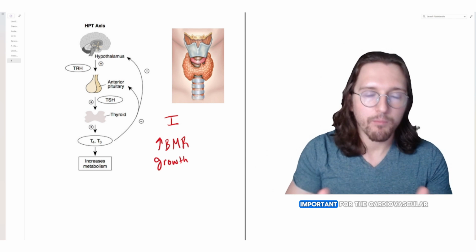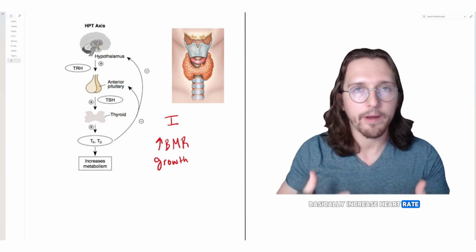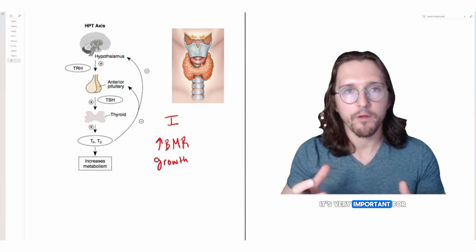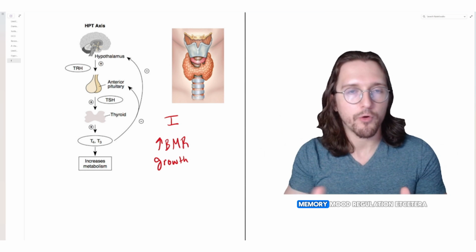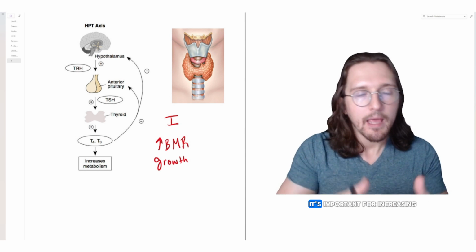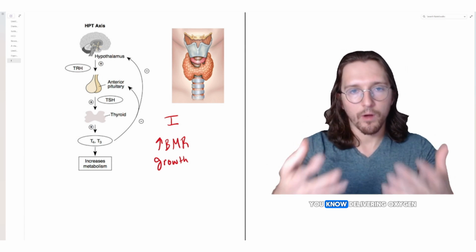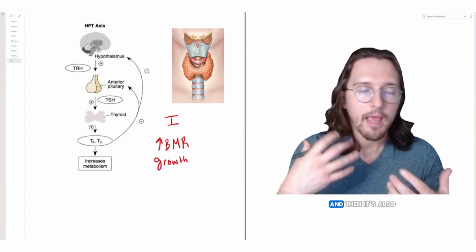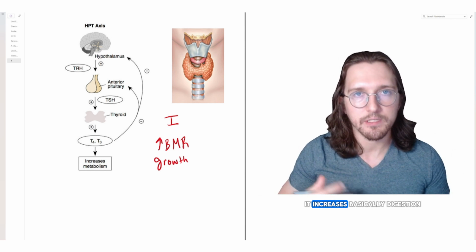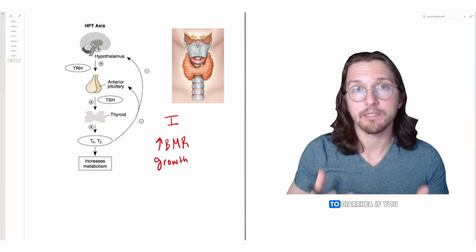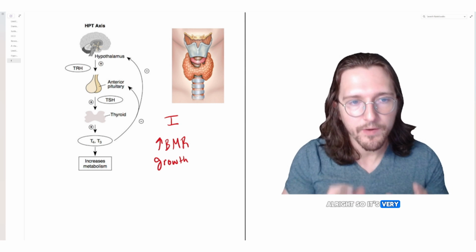Now, it's also really important for the cardiovascular system. In fact, T4 and T3 will increase heart rate and cardiac output. It's very important for things like concentration, memory, mood regulation, etc. It's important for increasing respiratory rates and delivering oxygen to the lungs. And then it's also important for GI motility. So when you have a lot of it, it increases digestion and actually can lead to diarrhea if you have too much of it. And then many other processes. So it's very, very important.